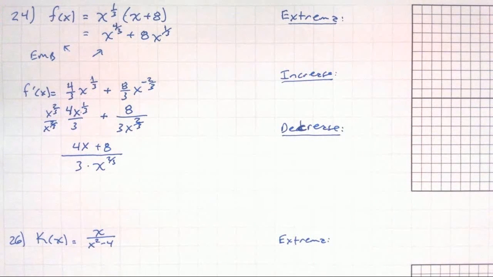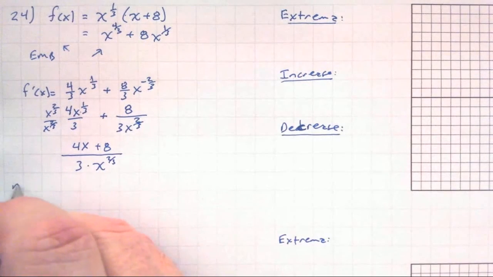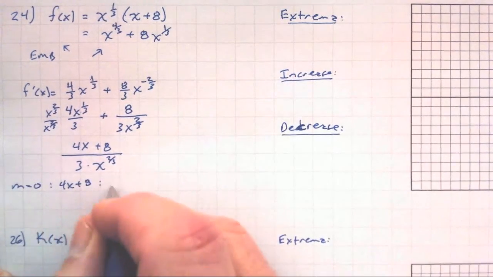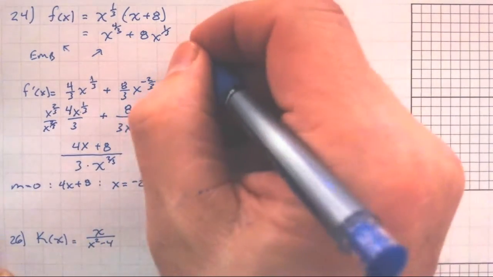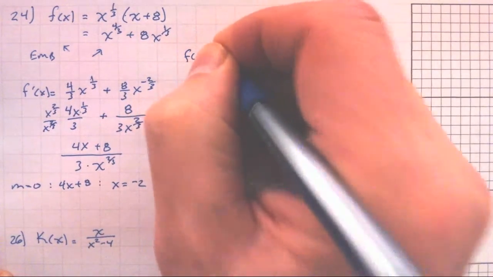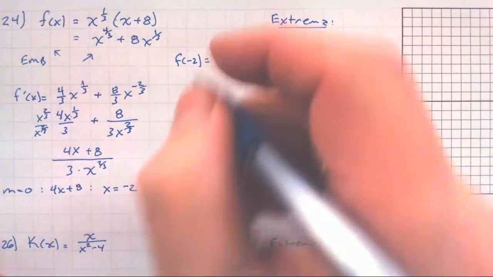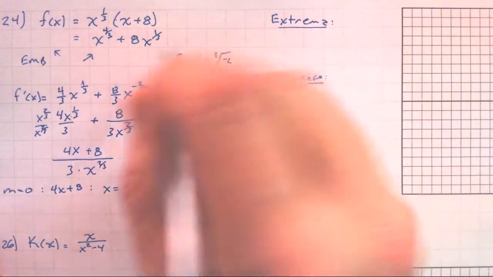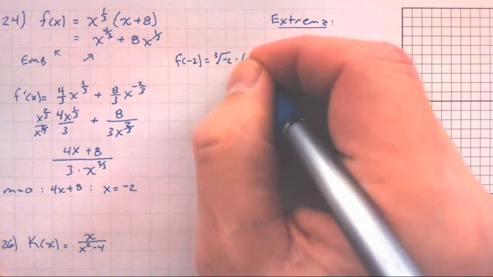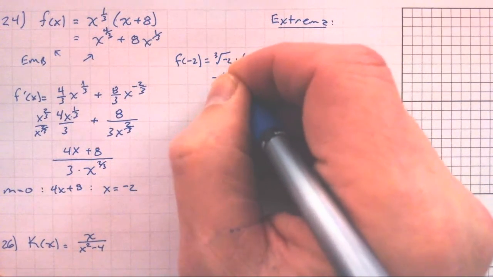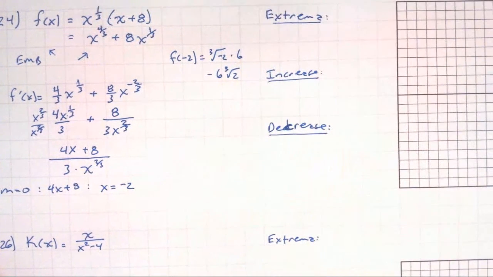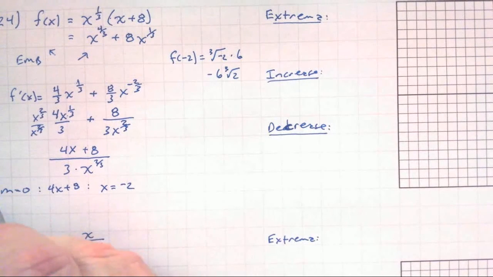So now where is my slope 0? Slope is 0 when the numerator's 0, or when x equals -2. So f of -2 is of interest to me. I get the third root of -2 times -2 plus 8, which is times 6, or -6 third root of 2. That's where the slope is 0, and it's not just where the slope is 0, it's the only place the slope is 0.